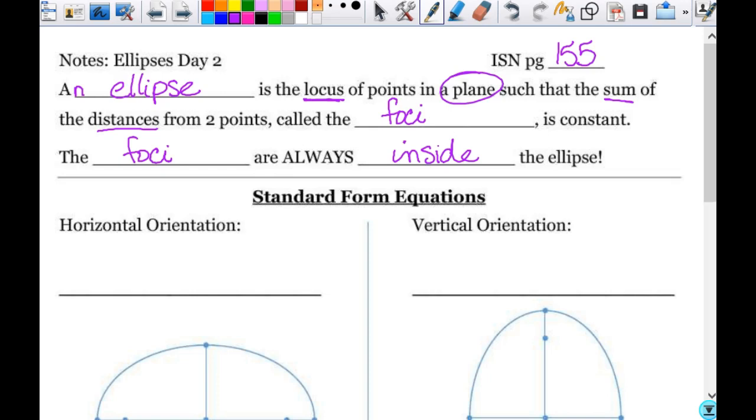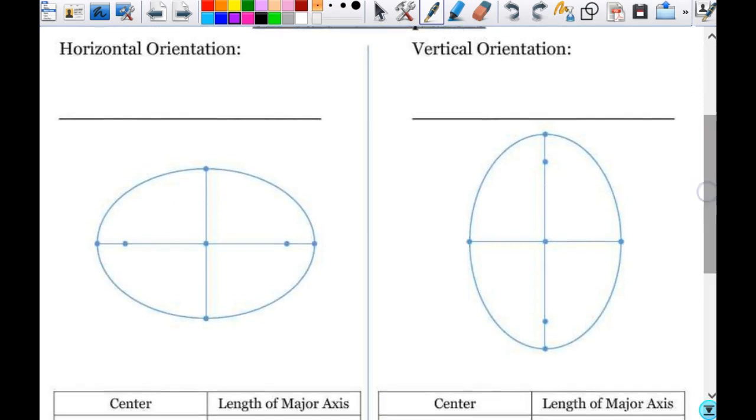So we can have 2 different ways. It's not an up, down, left, or right type of thing like it was for parabolas, but it is a horizontal or vertical orientation. The standard form equation looks very much like a circle, right? So we saw x minus h squared plus y minus k squared, but they're in fractions. So you have some fraction plus some fraction equals 1. All right, so the numerators look like the circle stuff, x minus h squared, y minus k squared, and then the denominators are a squared and b squared.